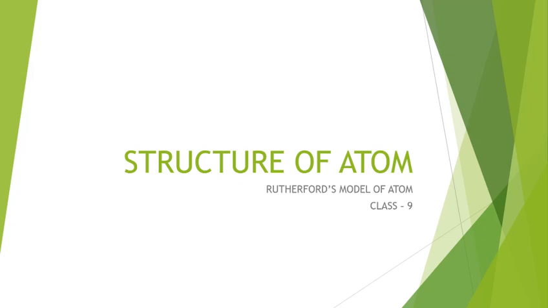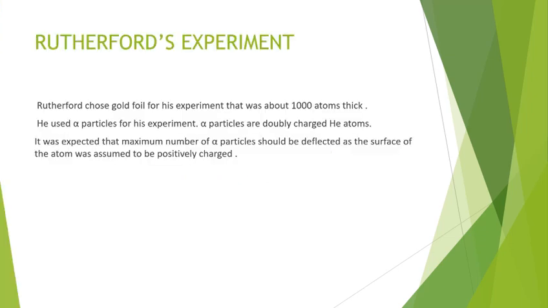Here I am, Uma, with another topic from Structure of Atom, the Rutherford's model of atom. Rutherford was interested in knowing the distribution of electrons within the atom around the nucleus. So he conducted an experiment on a gold foil whose thickness was about 1000 atoms thick.